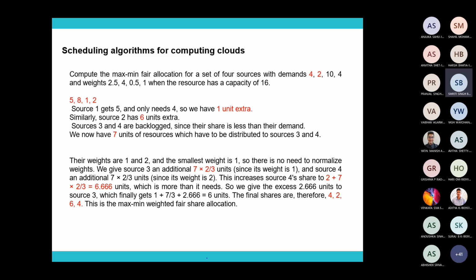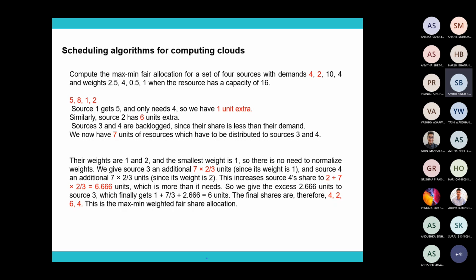So when you add, how much will they get? What was the initial allocation for source 3? According to the weight, how much are they getting? In the red line, it is 1 and 2. 1 and 2, yeah. So for 1 and 2, now you just add that extra allocation.